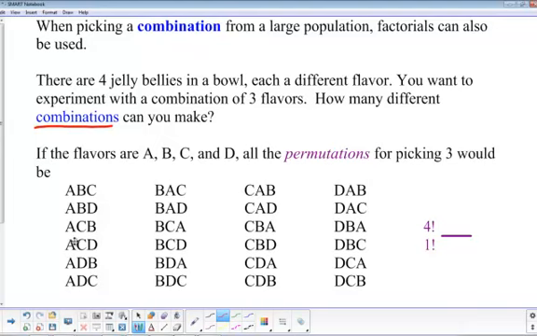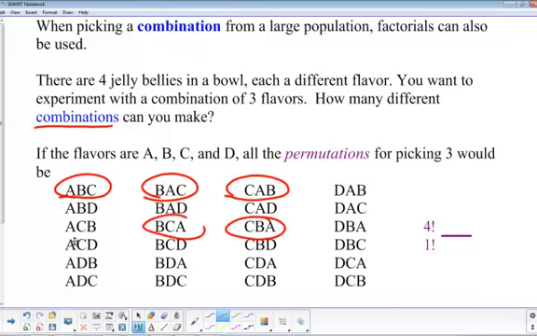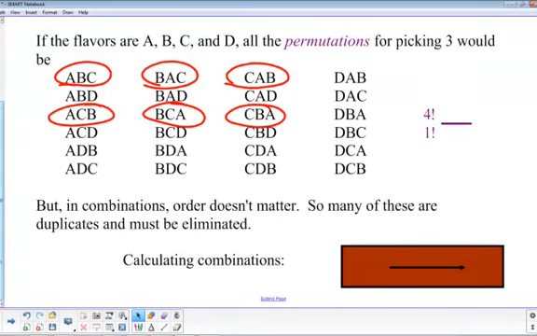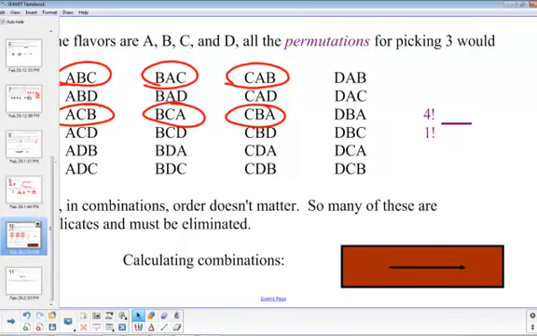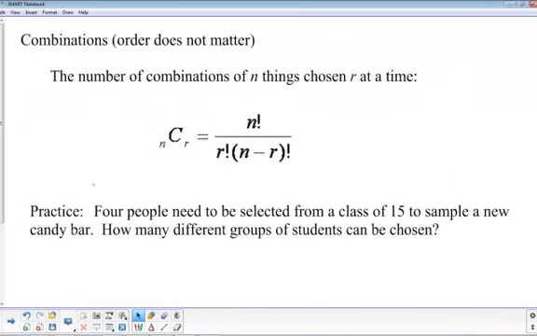So to calculate a combination, it's a little bit different, because ABC would be the same as BAC, which would be the same as CAB, which would be the same as CBA, which is the same as BCA, which is the same as ACB. So we have to get rid of these doubles. This is called a combination, and this pattern equation is this.